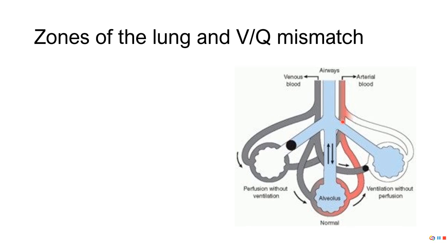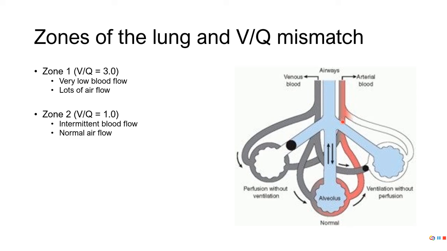And so when we look at these ratios of VQ, at the top of the lung, we have a high VQ. We have low blood flow, but lots of air. Okay. At zone 2, we have intermittent blood flow, but we have normal airflow. And so we're fairly close to being matched. And then at the bottom of the lung, we have lots of blood flow, but relatively low airflow. And the reason being is that the blood vessels and the gravity are basically forcing those alveoli closed.